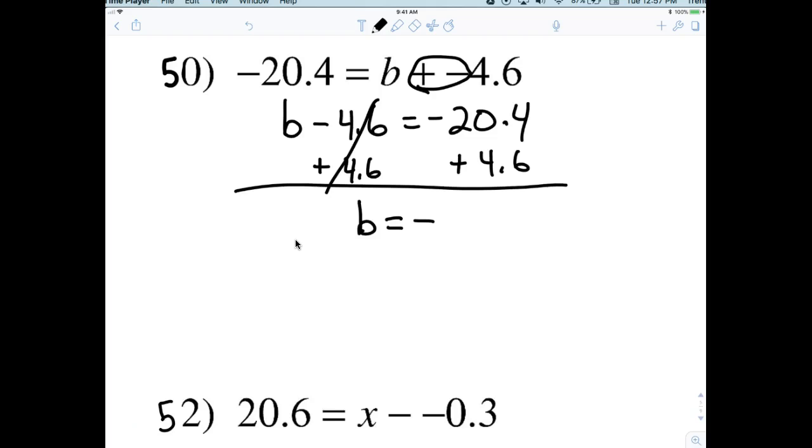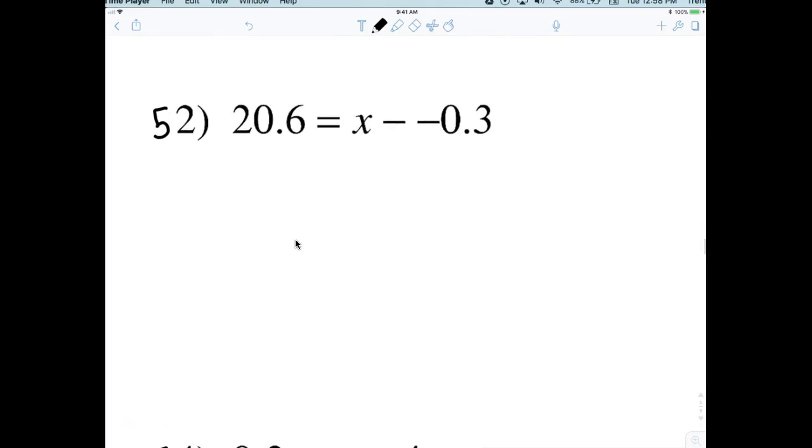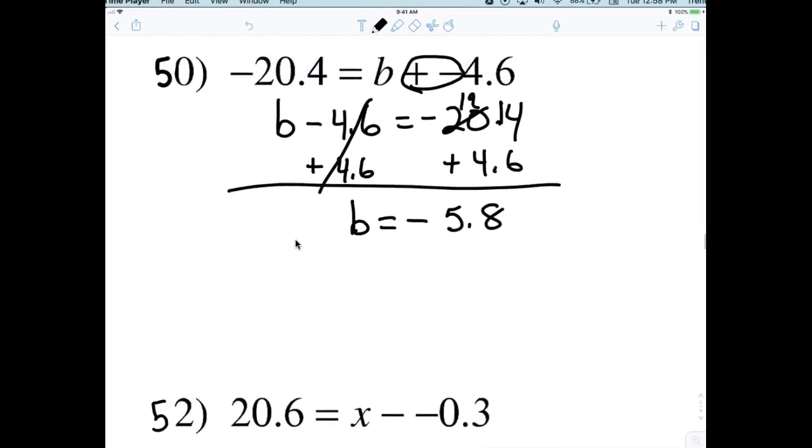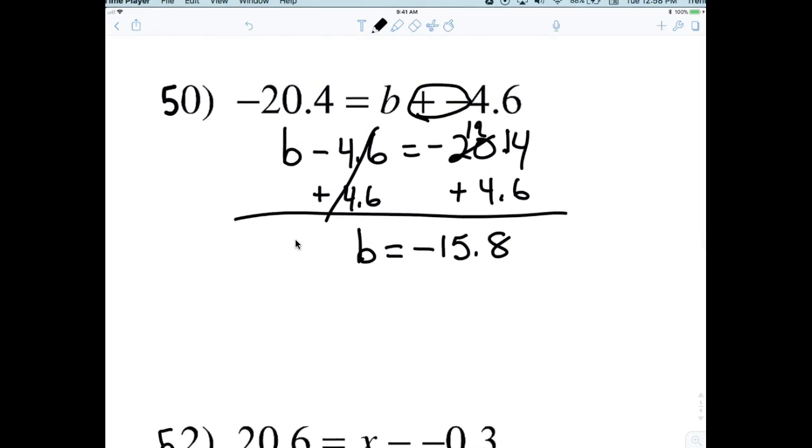Now when you subtract, 19 and 14. So we're at what? Negative 5.8. Is everybody okay with that? Negative 5.8. All right, let's look at 52. Wait, isn't it negative 15? Yeah, that's what I said, negative 15. Thank you.